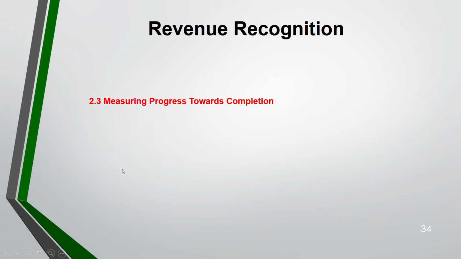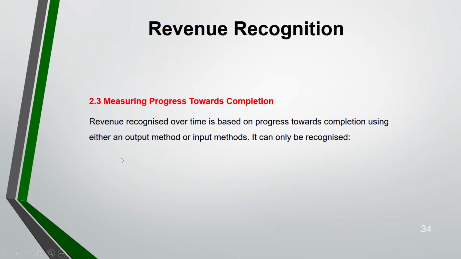Now, measuring progress towards completion. Revenue that is recognized over time, this is for over time, not at a point in time. Over time, it is based on the progress towards completion. You have to know your progress towards completion. Are you completing 60%, 30%, 40%? Based on that, you can recognize revenue.